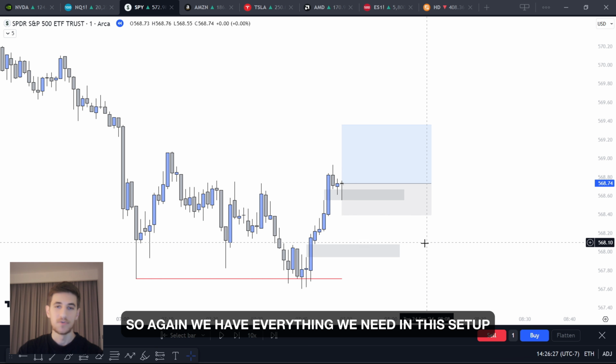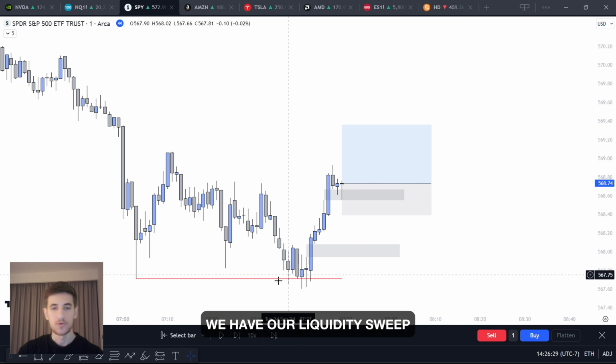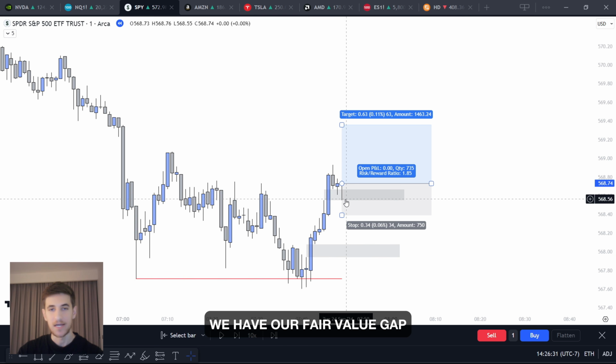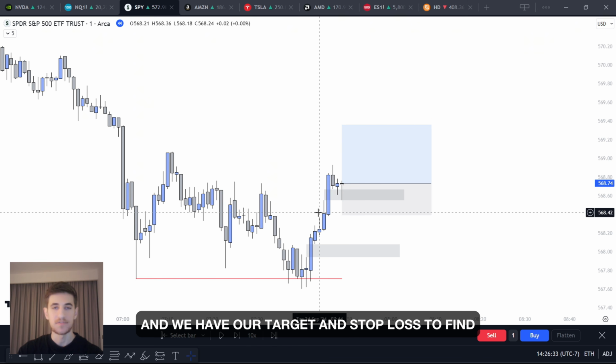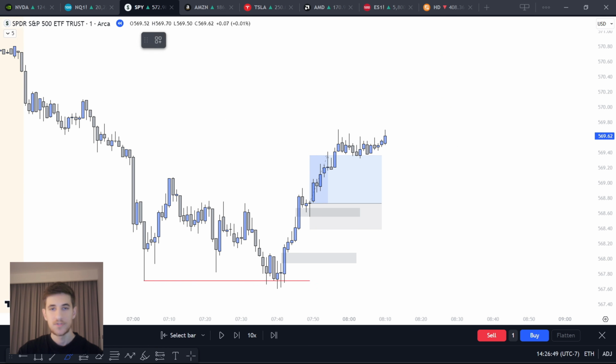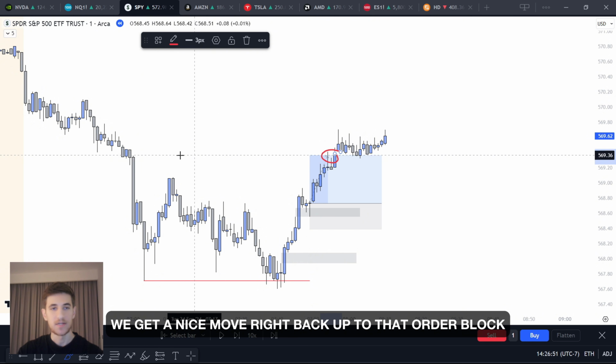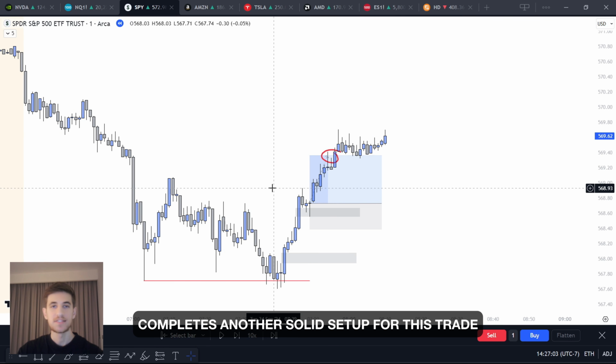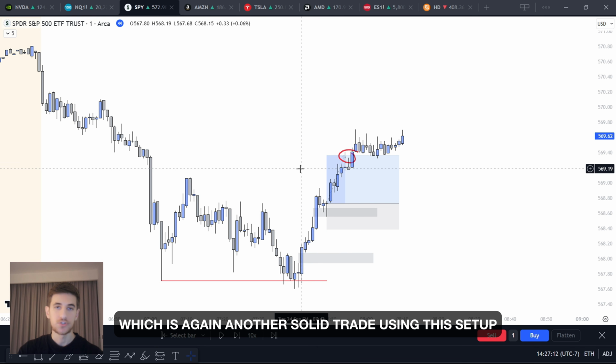So again, we have everything we need in this setup. We have our liquidity sweep, we have our fair value gap, and we have our target and stop loss defined. So now the only thing left to do is play this setup out and see what happens from there. So again, we get a nice move right back up to that order block, which completes another solid setup for this trade, which is another solid trade using this setup.